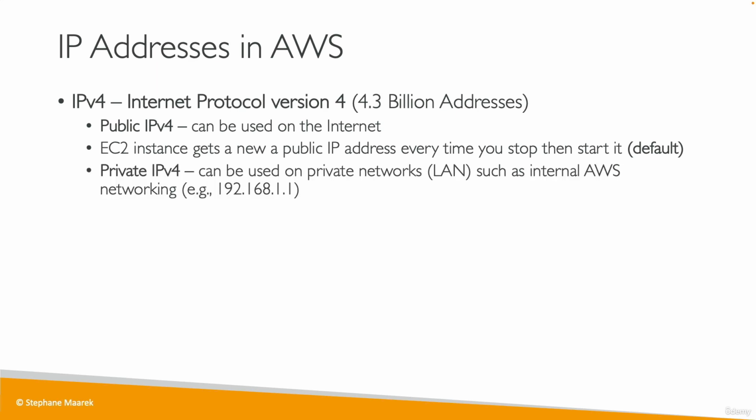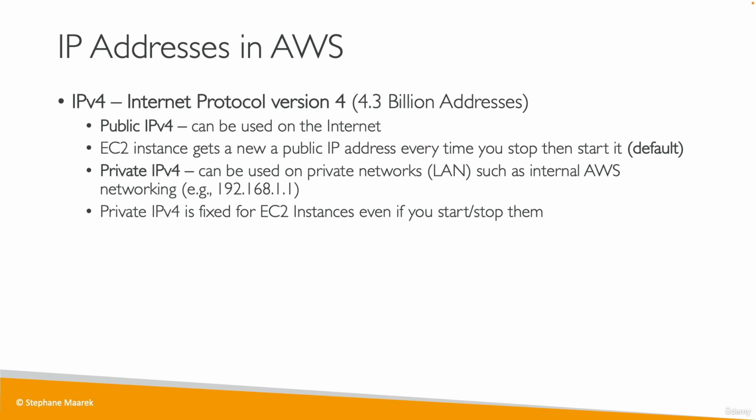We've also seen private IPv4. So this is an internal IP that can be used within your own network. For example, 192.168.1.1. And this private IPv4 is going to be constant for your EC2 instance lifecycle, even if you stop and then start it again. So the difference is that private IPv4 is constant, but public IPv4 will get released if you stop your instance, and you'll get a new one whenever you start your instance.